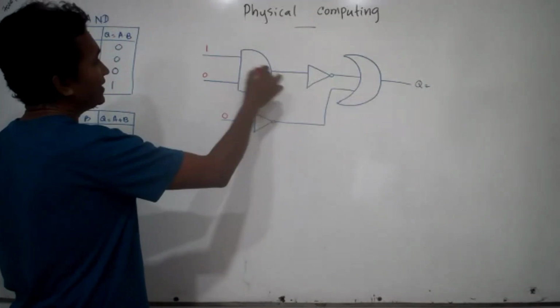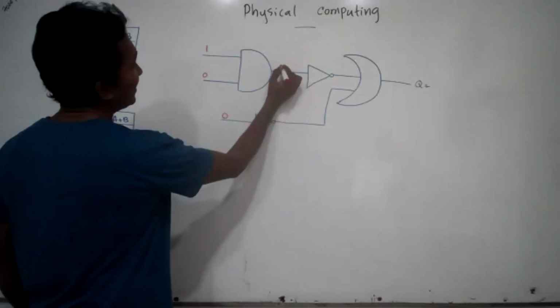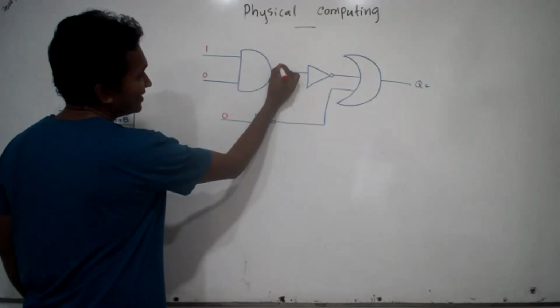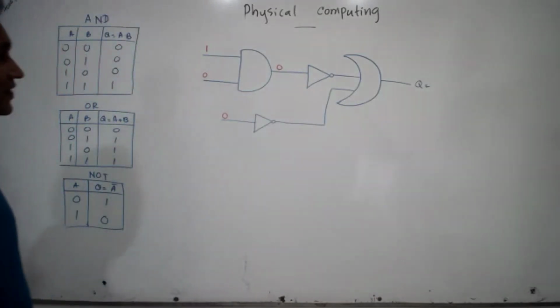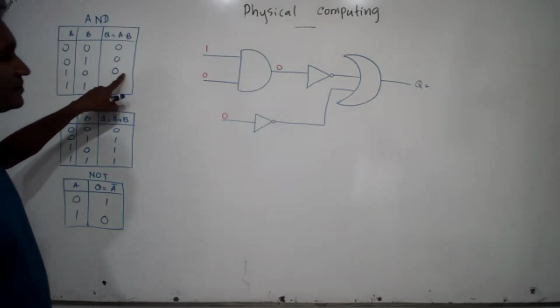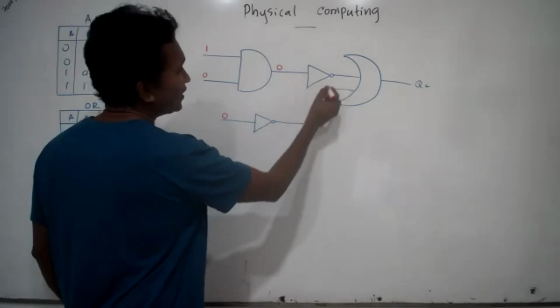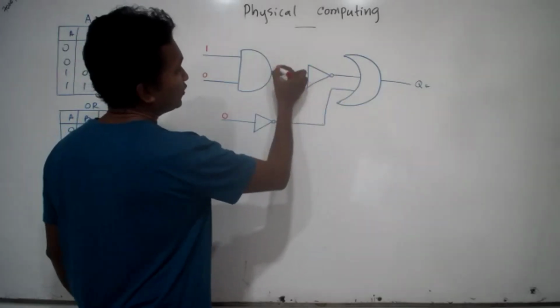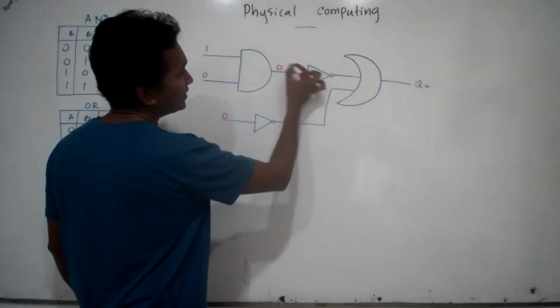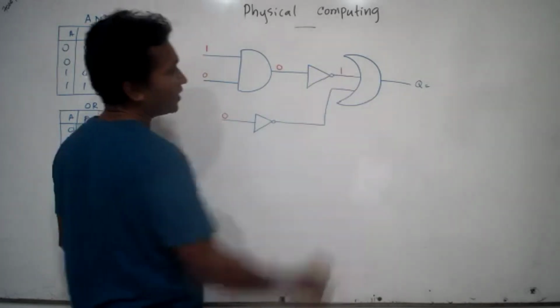So this is an AND gate. This is 1 and this is 0. Output will be 0. Right? 1, 0 will be 0. Then this will be the input to this NOT gate. So it will output the opposite of this input. Then it becomes 1.